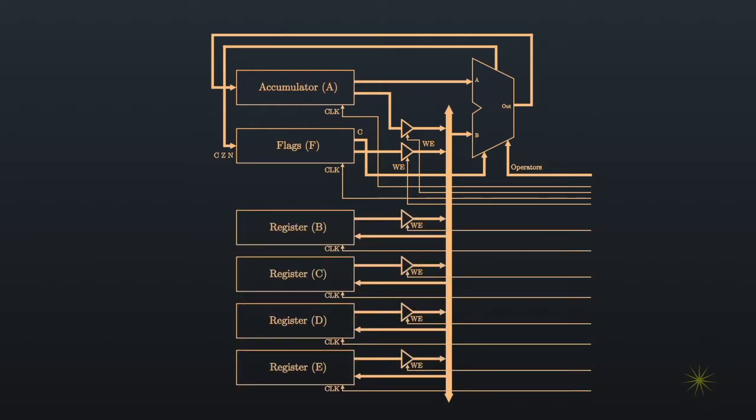This is the basic architecture we will build to: 6 registers A through F, with an accumulator, a flag register, and 4 general purpose registers, which can store the intermediate value of various math operations.